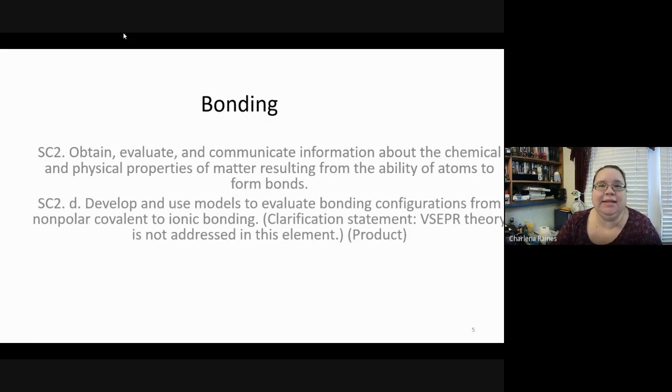We are looking at Standard 2 today. Specifically 2D, where we're looking at bonding configurations. And we're also talking about properties of our ionic and covalent compounds.